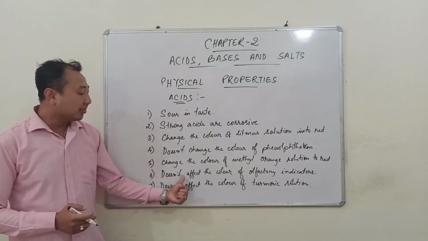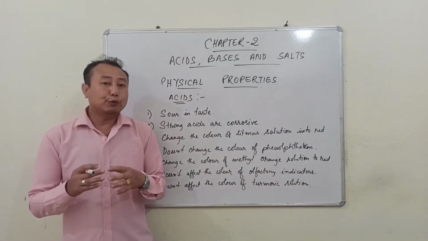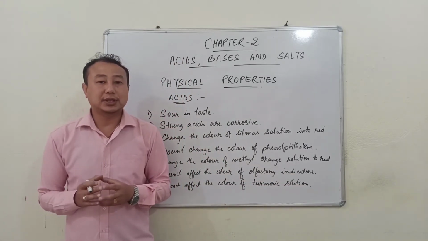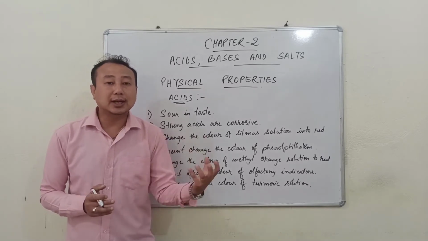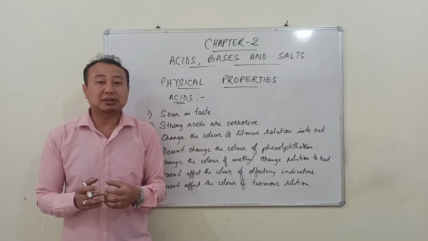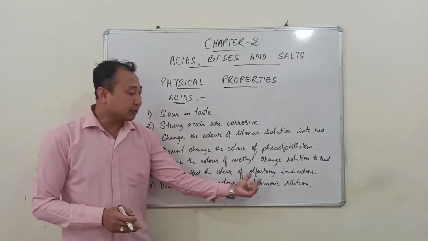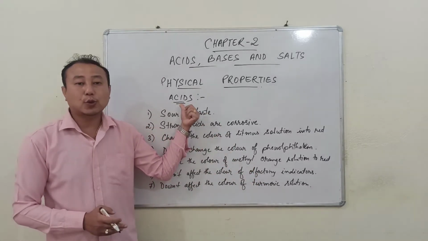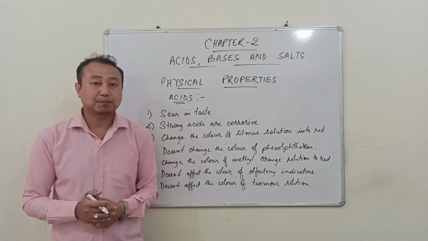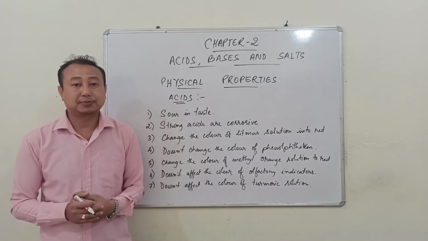Next one, does it affect the color of olfactory indicators? Olfactory indicators are the type of indicators which used to change their smell. Instead of changing the color, they used to change their smell to identify whether an object is an acid or a base. So the smell of the olfactory indicators is not affected when we mix those olfactory indicators with the acids. They still used to produce the smell that they already have.